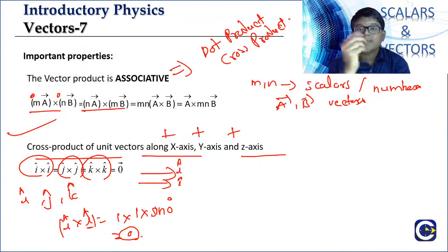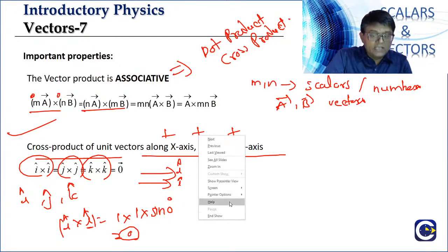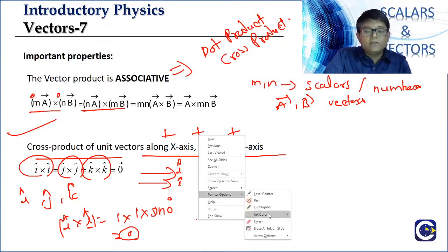0. Same thing for j cross j. Same thing for k cross k. So i cross i will be what? 0. j cross j will be 0. k cross k will be what? 0. Okay, guys. Now we will see the other thing. What about the value of i cross j or i cross k, j cross k?